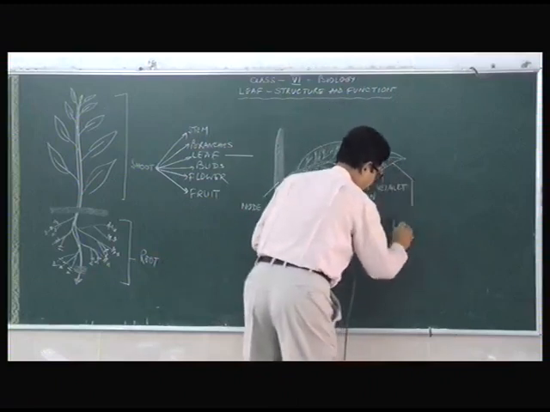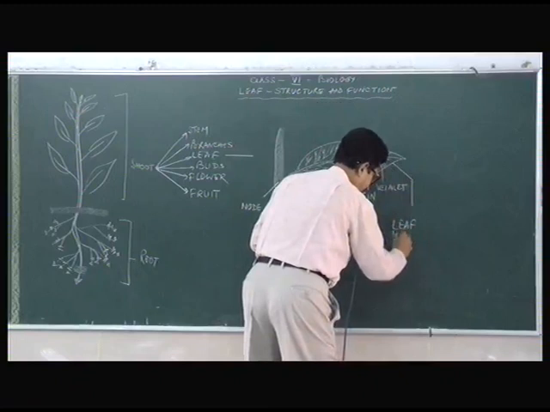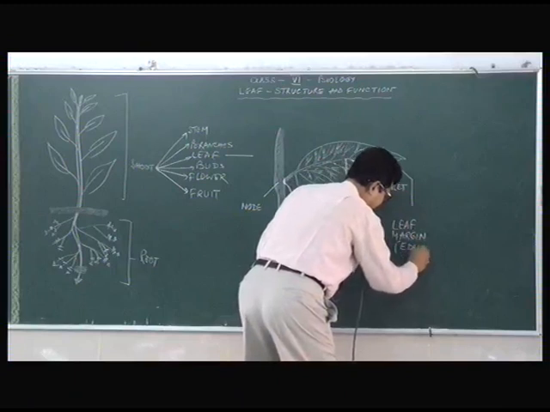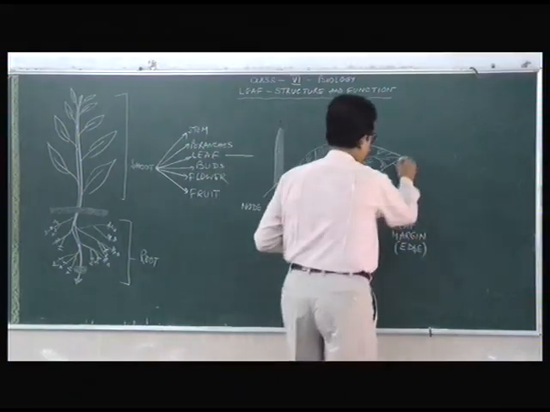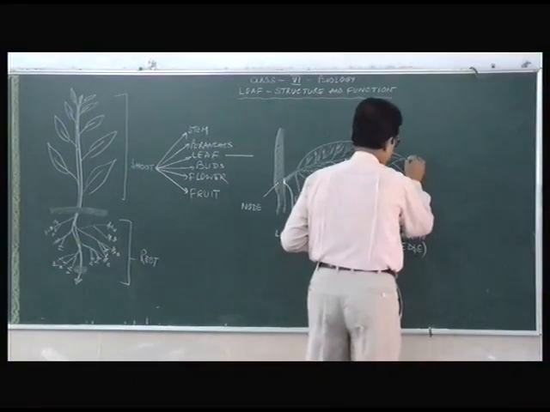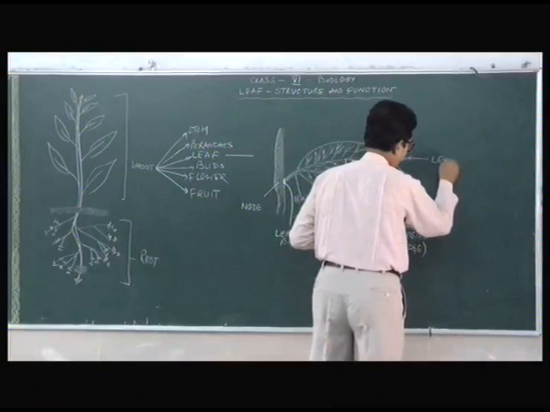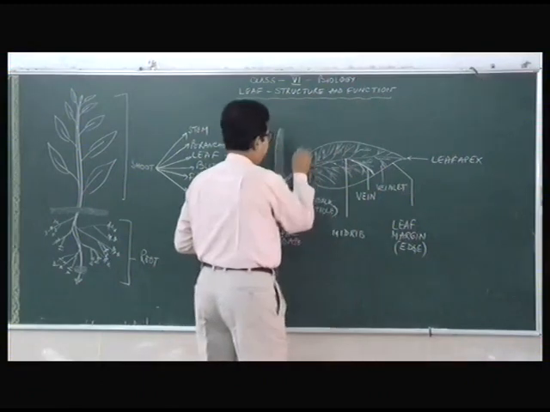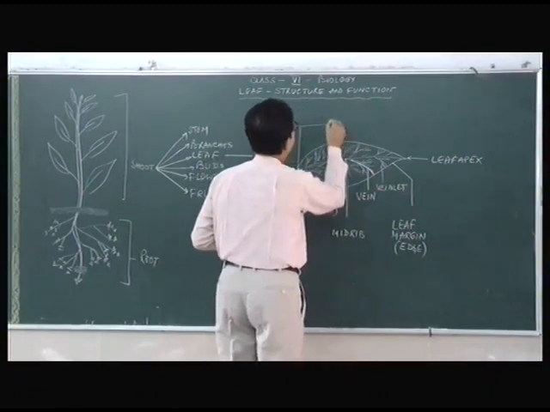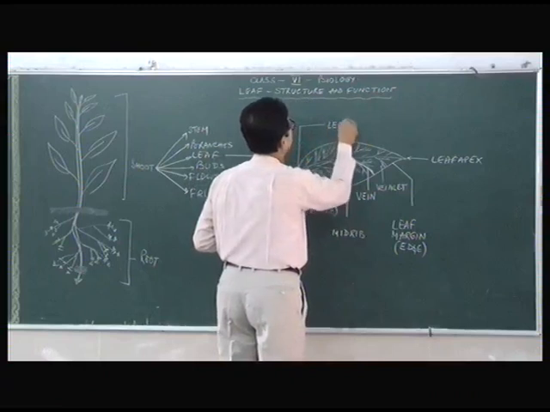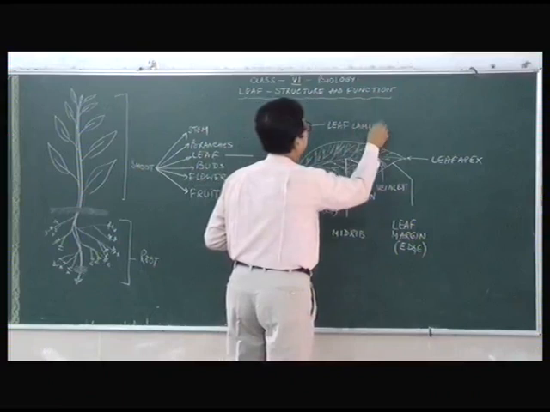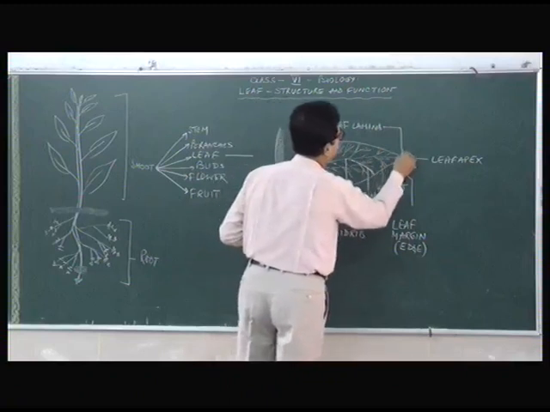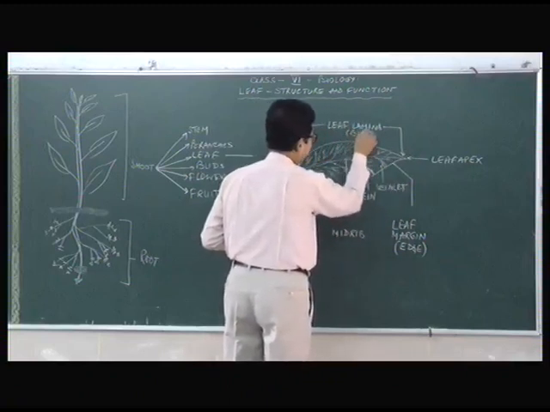This is called the leaf margin. Also called edge. This is the leaf apex. The entire flat part, this is called leaf lamina. It is also called blade.